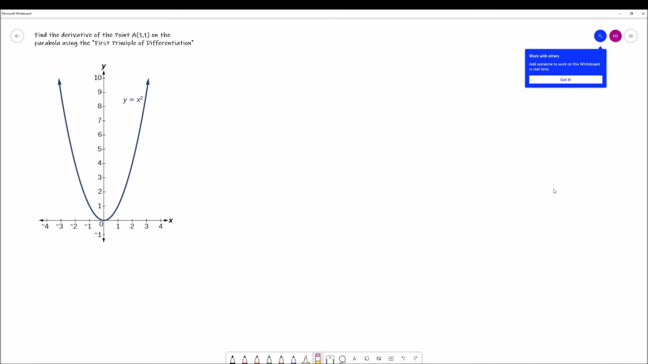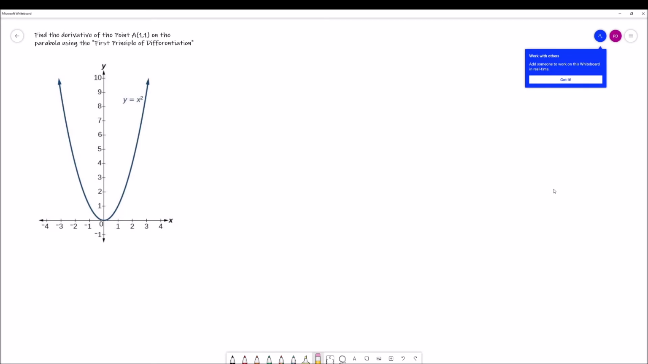Today we will learn how to find the derivative at any point on the parabola y equals x squared. In particular, this is our example. It reads: find the derivative at point A, where x is 1 and y is 1 on the parabola, using the first principle of differentiation. So that's our question right there.